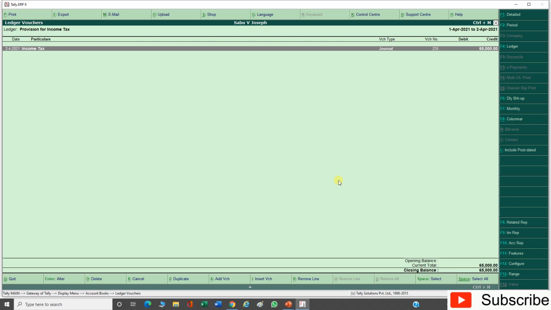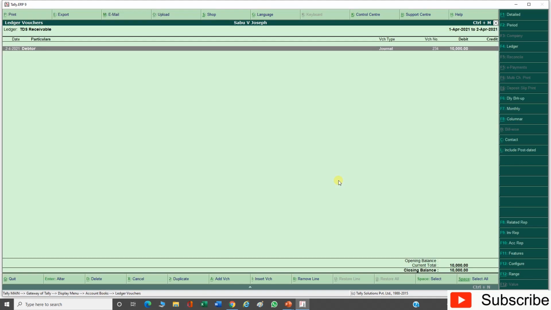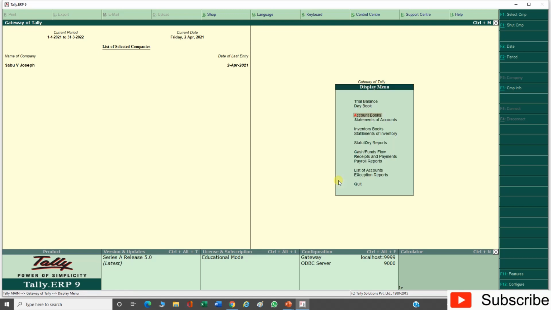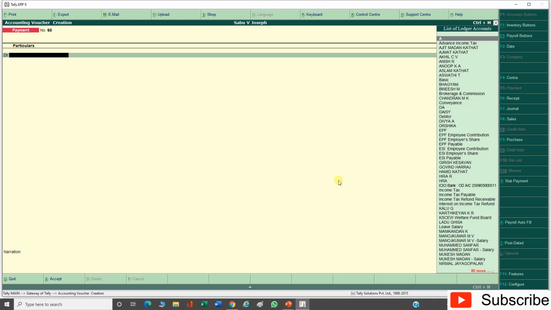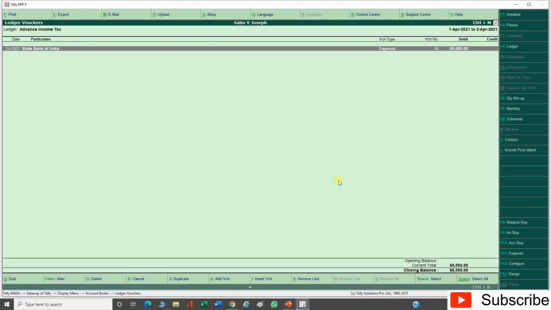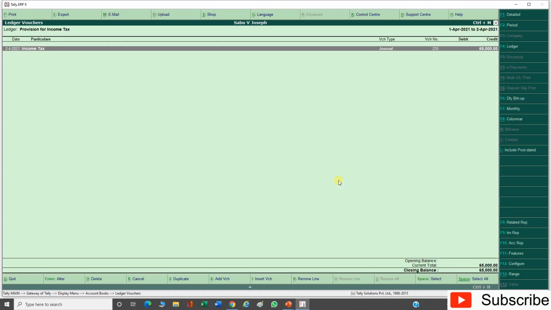The TDS account is showing 10,000. Go to the TDS receivable account. It is showing the 10,000, and we are making the advance tax payment of, suppose, 65,000. So go to voucher. Make the payment of advance tax 65,000. Now we made the advance tax payment. Now our advance tax account is showing 65,000. TDS receivable showing 10,000. Total will be 75,000. But the provision for income tax is showing only 65,000.